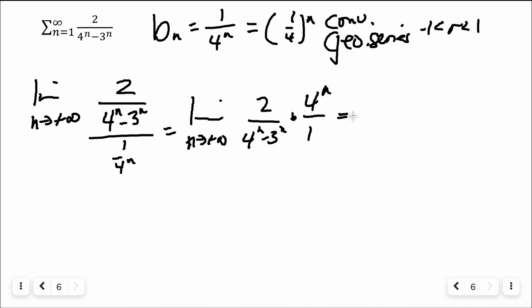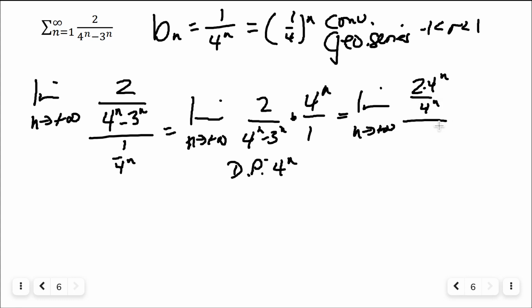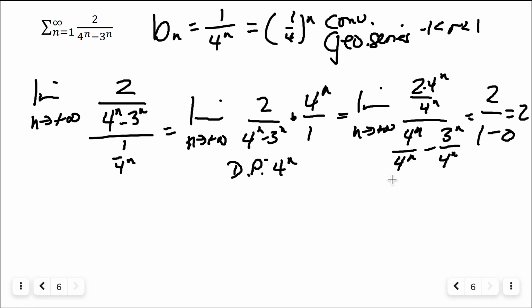All right, I'm going to divide by the dominant power. The dominant power here is 4 to the n, right? That's the thing that ultimately controls what happens to this. The 3 to the n is not large enough. So I'm going to divide all these terms by 4 to the n. So that's 2 times 4 to the n over 4 to the n, over 4 to the n over 4 to the n minus 3 to the n over 4 to the n. As n goes to infinity, that's 2 over 1 minus 3 to the n over 4 to the n. The 4 to the n is larger, so the larger term is in the denominator. That goes to 0. So the limit is 2.